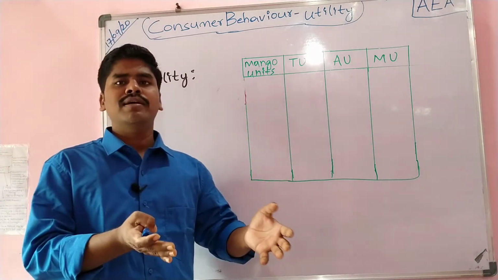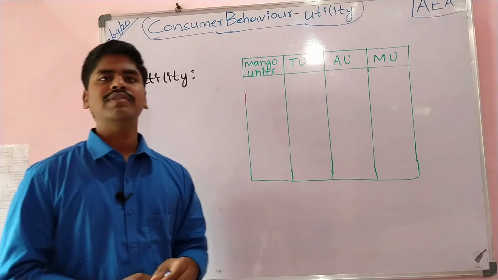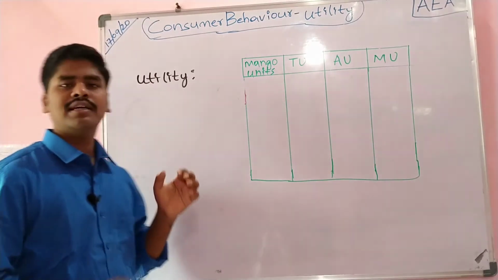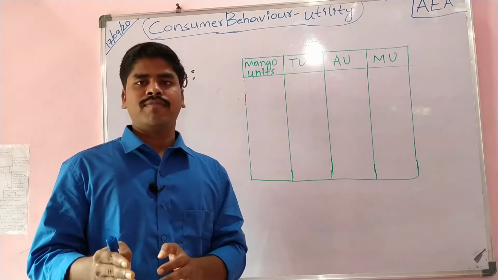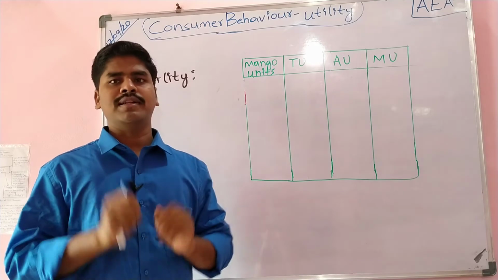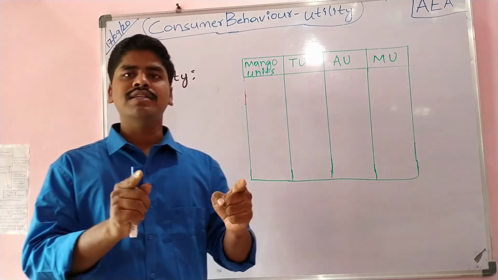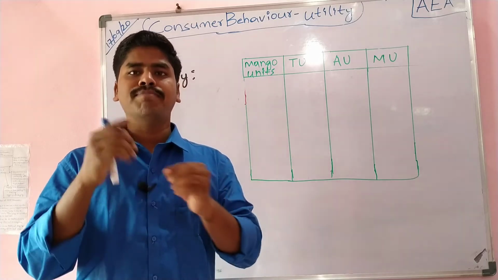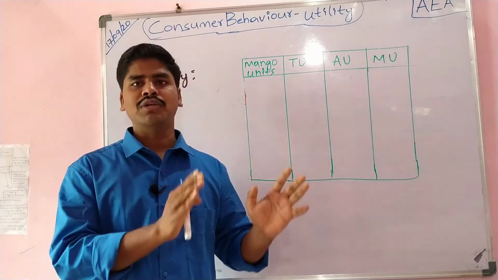The utility can be measured in two ways. But first of all, what is utility? We will learn what is utility. The definition of utility is the want-satisfying power of a particular commodity or service. That is what utility is, right? I will repeat once more. What is utility? Utility means the want-satisfying power of a particular commodity or a service. That is utility, right?